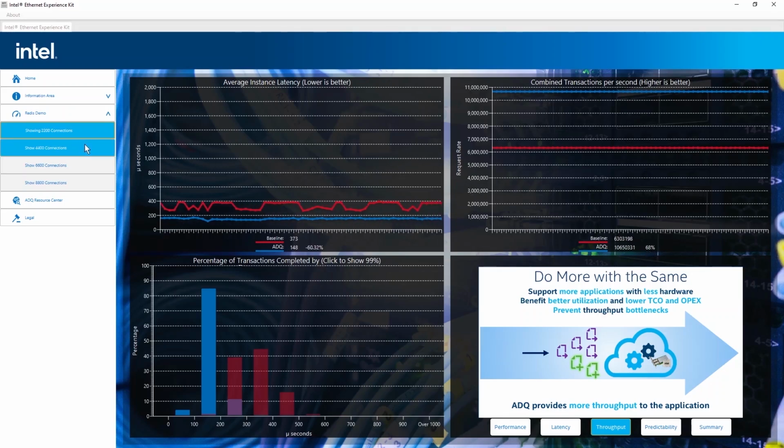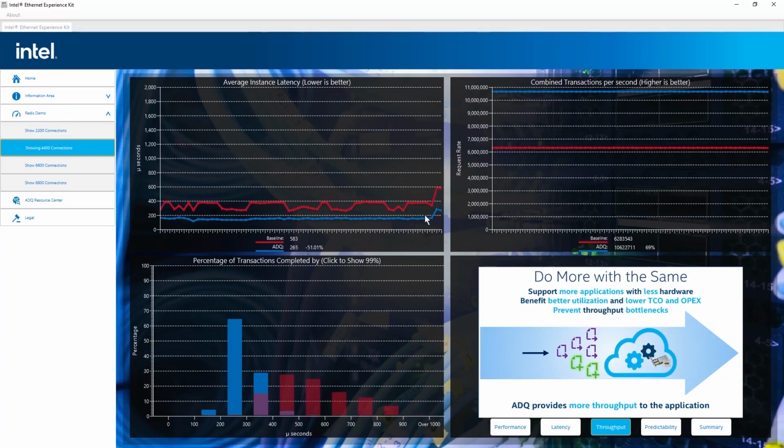When we increase the number of connections, we could observe just a slight increase in average latency for ADQ and dramatic latency increase for non-ADQ systems. With larger workloads, ADQ proves to be even more efficient. Throughput shows a constant gain of 65% with ADQ enabled, regardless of the number of connections.